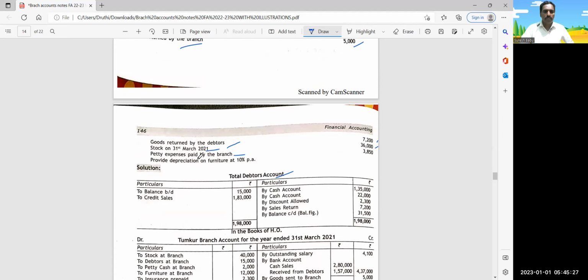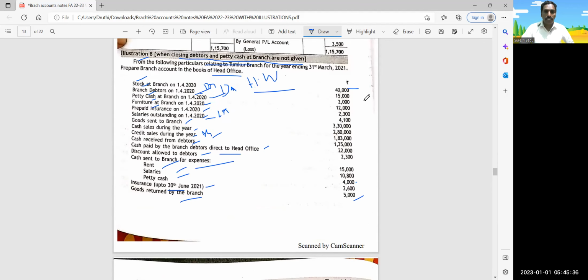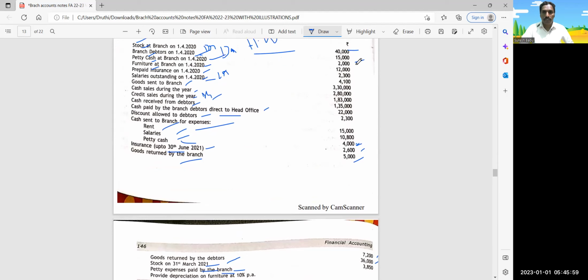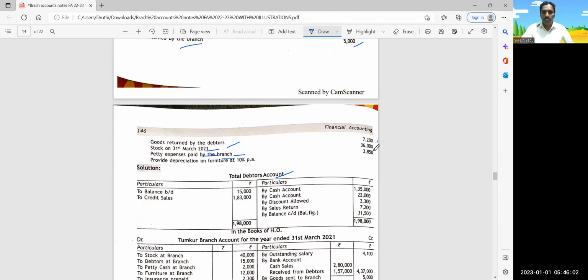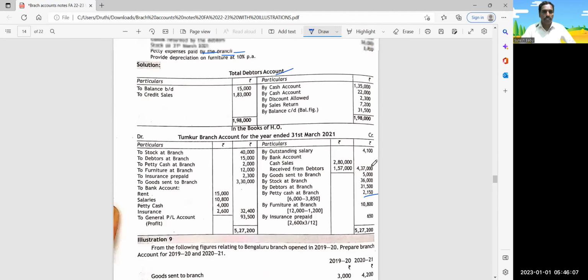Closing petty expenses paid by the branch. See, paid by the branch, he has stated. Now, what is to be done? See, opening petty cash 2,000, plus petty cash that is coming in this year, 1, 2, 3, so 15, that is 4,000. Correct, petty cash, I'm sorry. Insurance was 2,600, so that 2,600 is divided by 12 into 3. This 4,000 plus 1,000, so 2,000, 6,000 minus 3,850, you get 2,150. That is the closing petty cash.